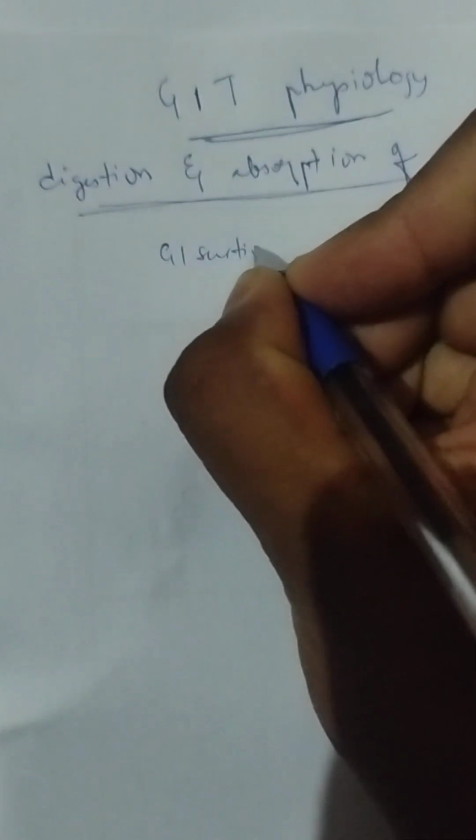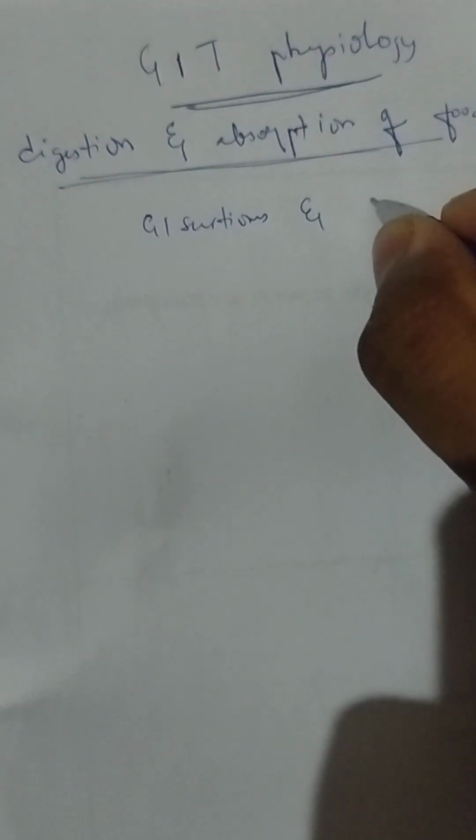So first, the GI tract, the gastrointestinal system. It helps in digestion and absorption of food. For digestion and absorption of food, we need certain GI secretions and GI motility, which is regulated by our enteric nervous system, and GI hormones.